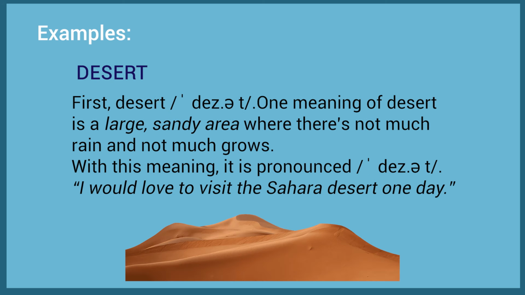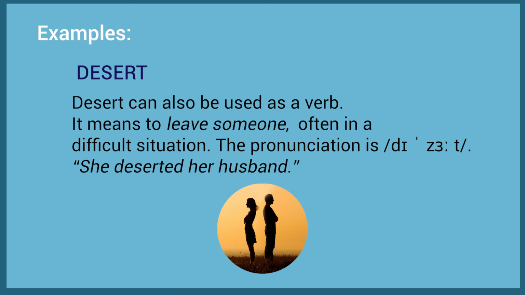Desert. One meaning of desert is a large sandy area where there's not much rain and not much grows. With this meaning, it is pronounced desert. I would love to visit the Sahara Desert one day. Desert can also be used as a verb. It means to leave someone, often in a difficult situation. Now, the pronunciation is desert. She deserted her husband.